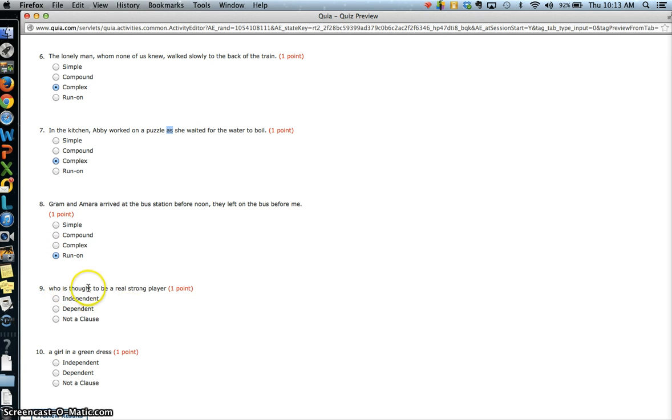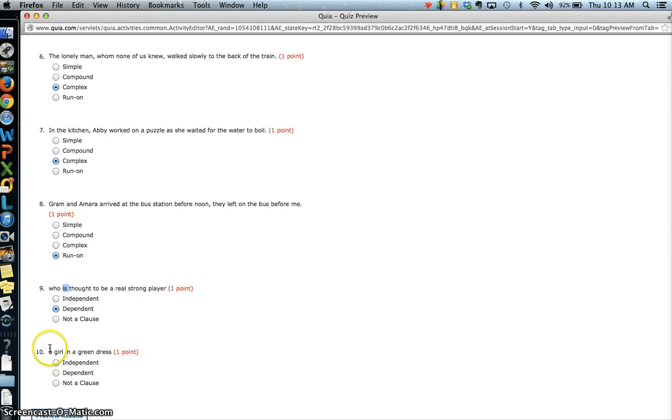Number nine, who is thought to be a real strong player. This is, who is who? Who is a relative pronoun. Who is the subject of is, so we have a clause, but it is a dependent clause.